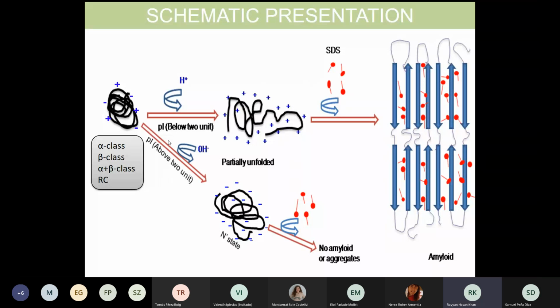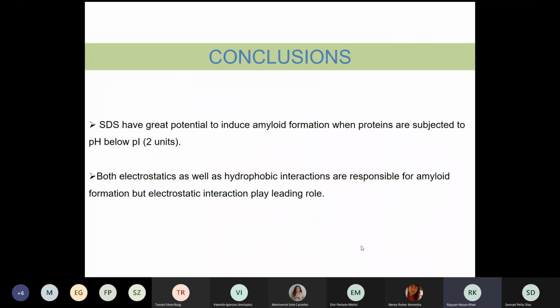On the other side, if we go 2 units above pI, the overall charge on the protein will be negative. Because this anionic detergent is also negative, there won't be any interaction. There will be a charge-charge repulsion, and this is not going to favor the formation of the amyloid. So from here, we can conclude that SDS has a great potential to induce amyloid fibril formation when proteins are subjected to 2 units below pI. Both electrostatic as well as hydrophobic interactions are responsible for amyloid fibril formation.